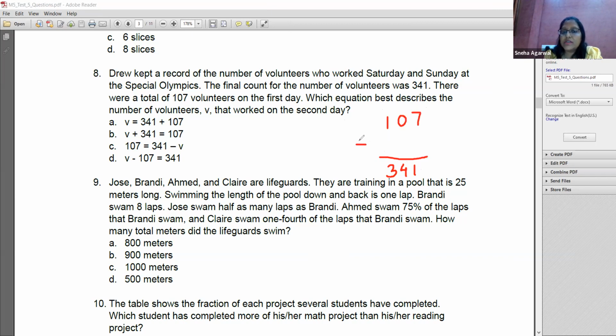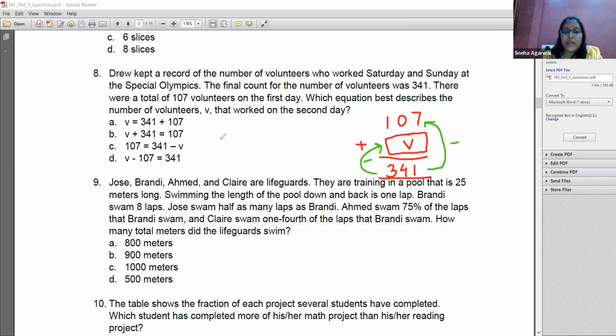And what is the number of volunteers who worked on the second day? They are just taking it as V over here. You have to find out the value of V. Generally, to find the value of V, these two when added give 341. So if I subtract 341 minus 107, I will get V. Or if I subtract 341 minus V, I will get 107. In both ways, I get the minuend, subtrahend, and the addend's result.